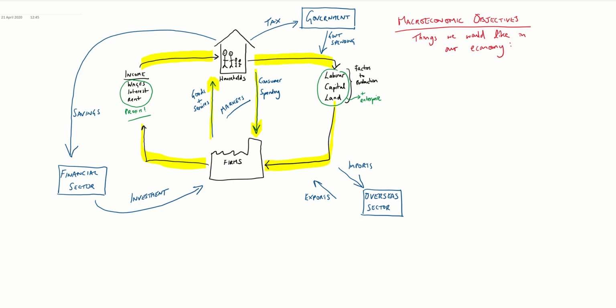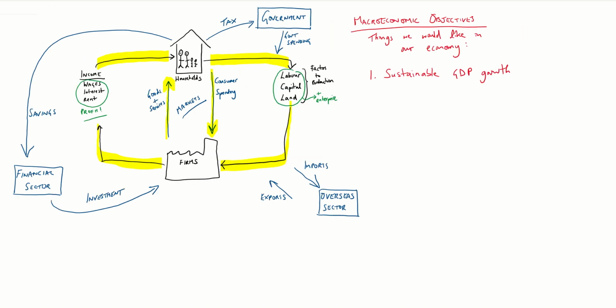Hi again. So this time we're going to pick up on our big economy diagram that we had in the first video and look at some of what we call the macroeconomic objectives, which are basically a fancy way of saying what sort of things would we like to see in our economy? What sort of features do we want our economy to have?